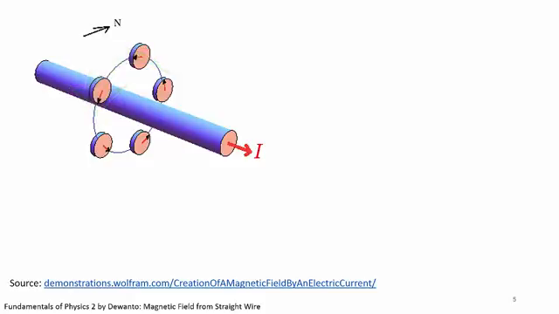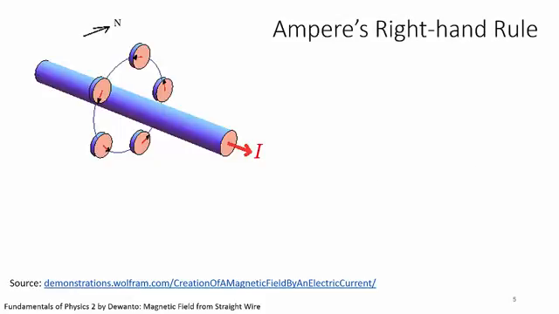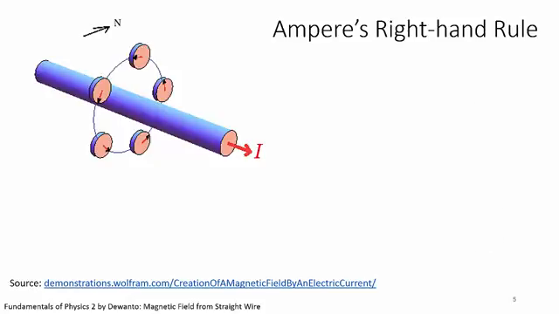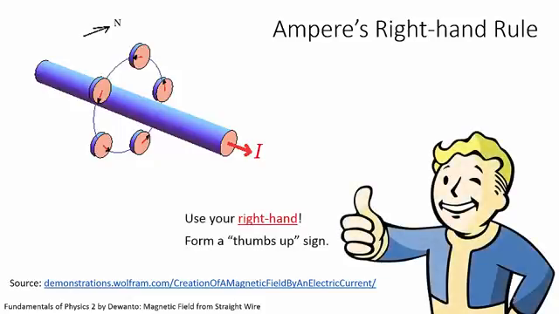Now, there is a convenient way to deduce the direction of the magnetic field based on the direction of its source current. It is technically known as Ampere's right-hand rule, named after the same Ampere whose last name became the SI unit of current. As the name suggests, this rule demands the use of our right hand, curled with the thumb sticking out straight to form a thumbs up sign as shown here. I need to emphasize this one more time. You have to use your right hand, even if you are left-handed.